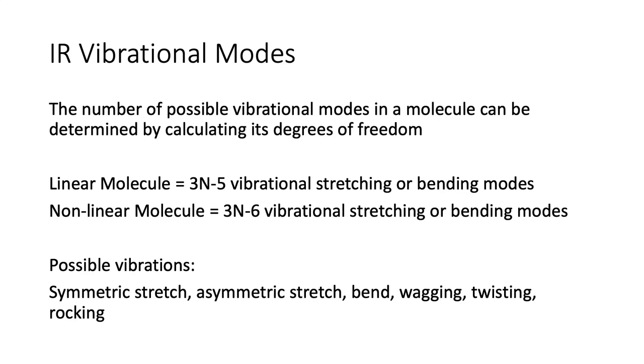So we end up with 3n minus 5 vibrational stretching or bending modes, and then in a nonlinear molecule, you get all 3 translational and all 3 rotational modes. So you do 3n minus 6. And so that gets rid of the translational and rotational motion. So what's left is the vibrational stretching or bending modes in your molecule. And so the possible vibrations that we can have are as follows. The symmetric stretch, the asymmetric stretch, the bend, the wag, the twist, and rocking.